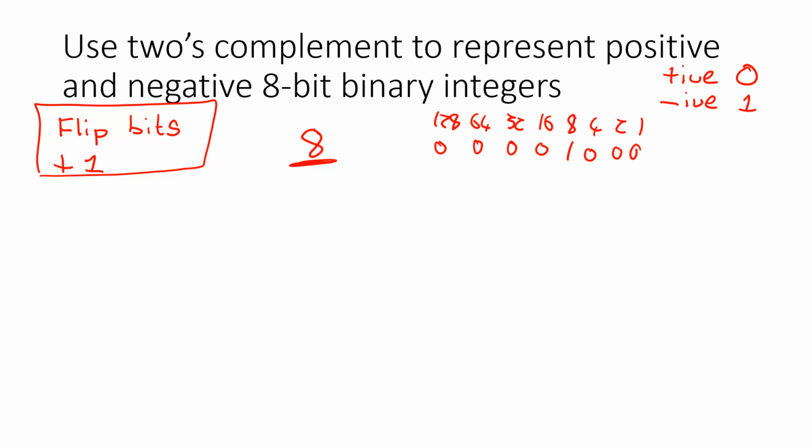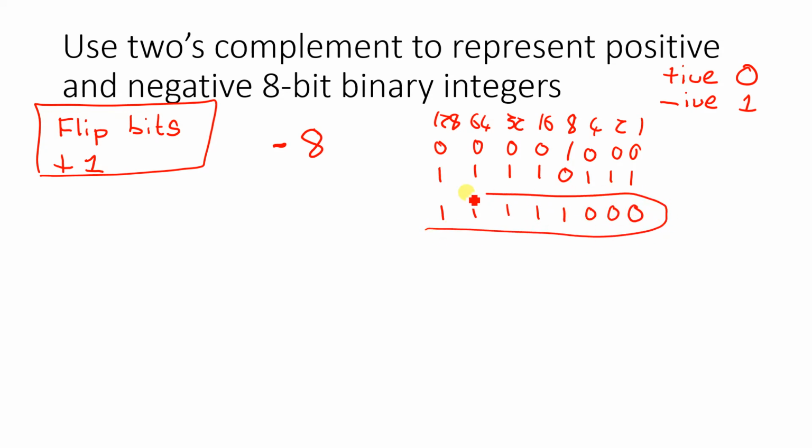But if the question is, let's make negative 8, now we need that 1 at the start, so we need to flip the bits. So we flip all of the bits, make them opposite, and then we need to add 1. We can't really add 1 at the very end here, so we need to add 1 to the total value. So the total value now changes to that. That gives us our negative 8 in binary. And that is everything for Unit 1.1.